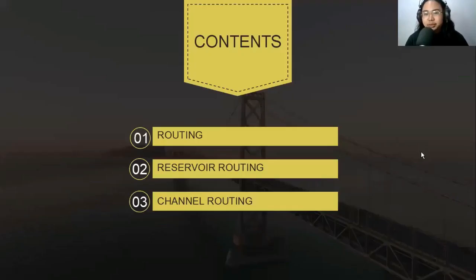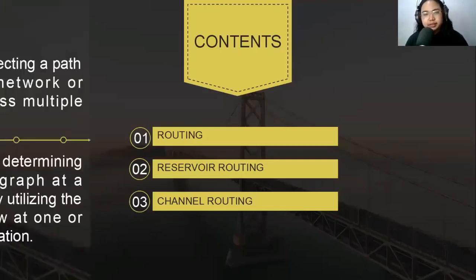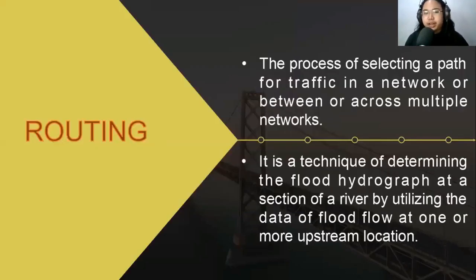So for the contents, we have the routing, reservoir routing, and channel routing. First, let us define what is routing. In general terms, routing is the process of selecting a path for traffic in a network or across multiple networks. But in this lesson, routing is a technique of determining the flood hydrograph at a section of a river by utilizing the data of flood flow at one or more upstream locations.